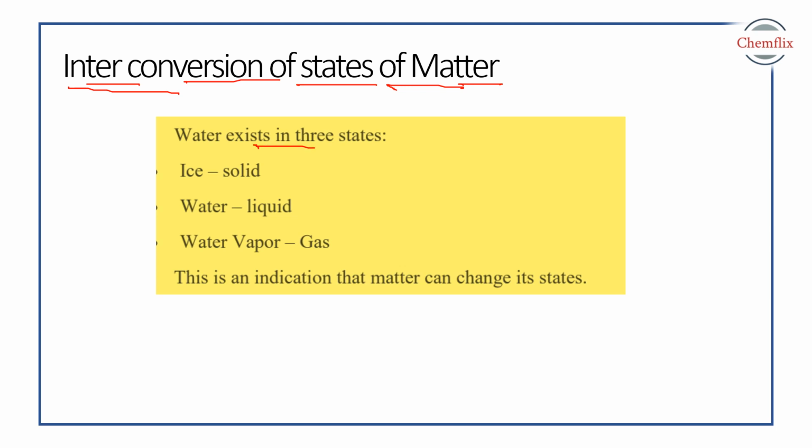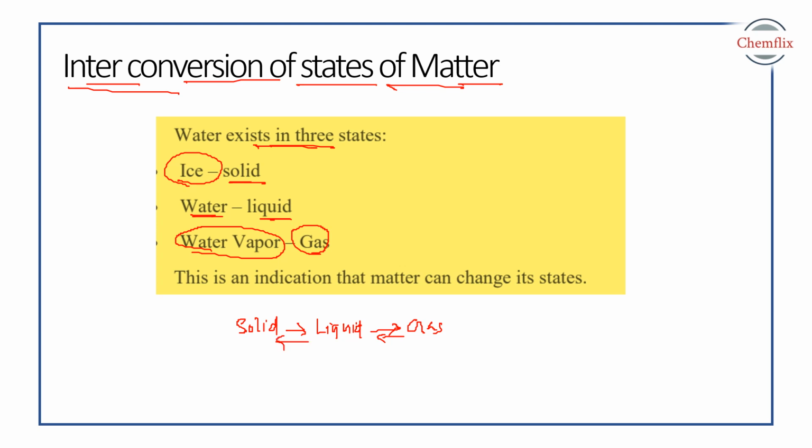So water exists in three states that you know: ice, water, and vapor. Solidification, or you will get ice. Water itself is liquid, and when you are boiling it, you will get gas. Water vapor is the third form, gas. This is an indication that matter can change its state. Solid can be interconverted to liquid, and from liquid it can be converted into gas. And also the gas can be converted to liquid, and liquid can be converted to solid also. So that means matter is interconvertible, right?